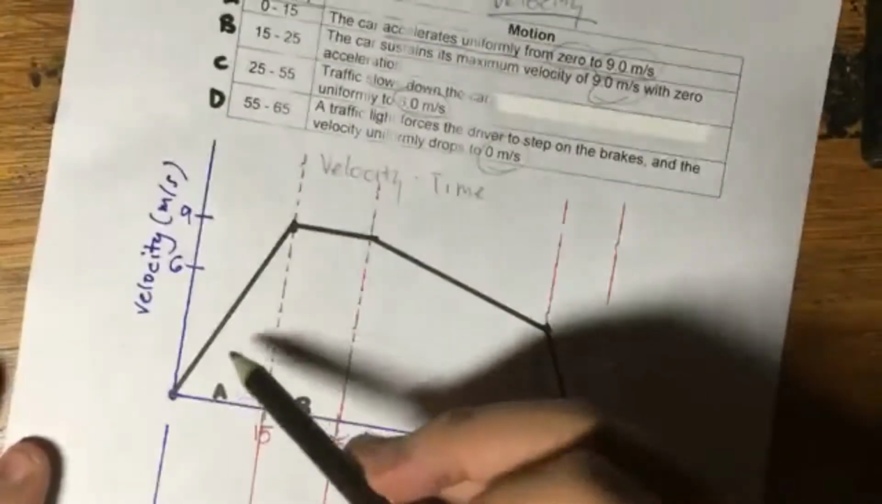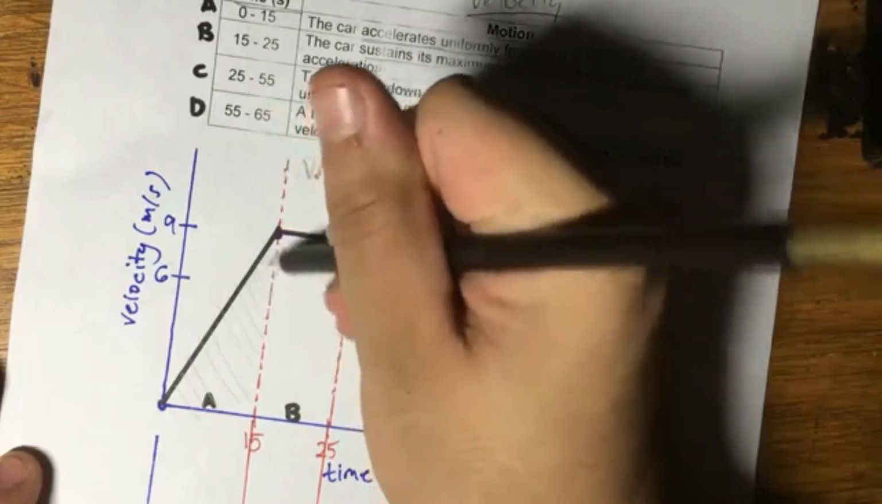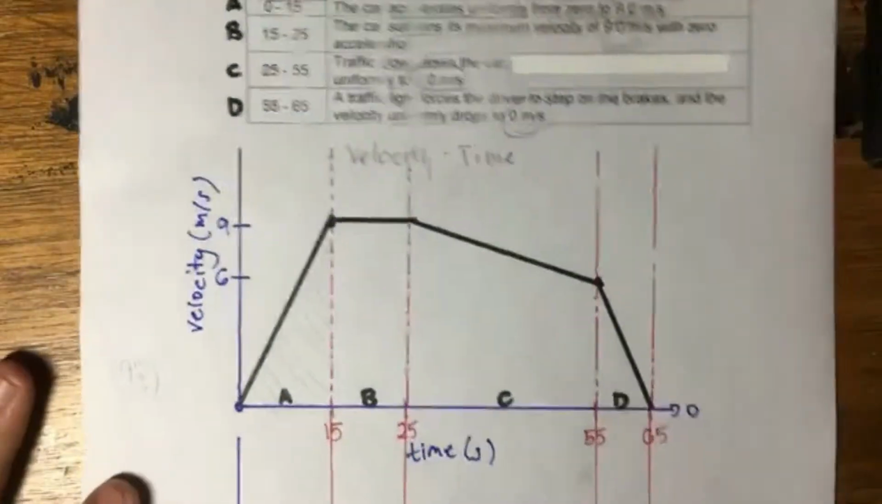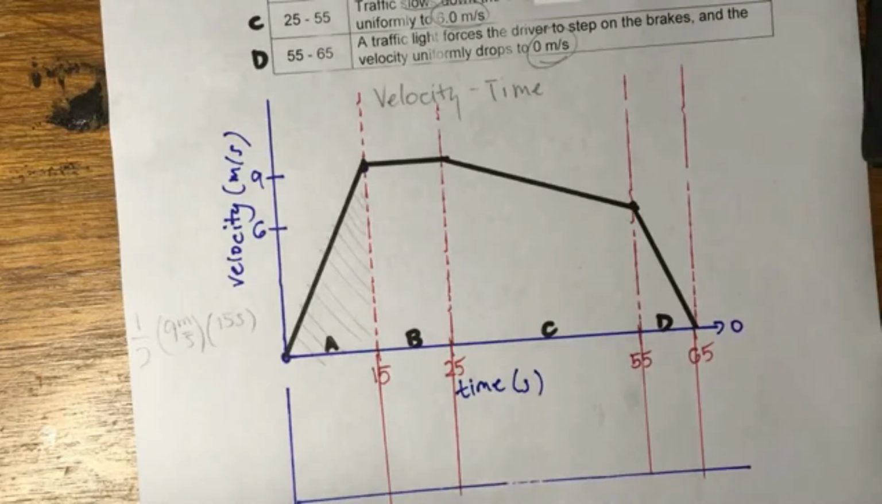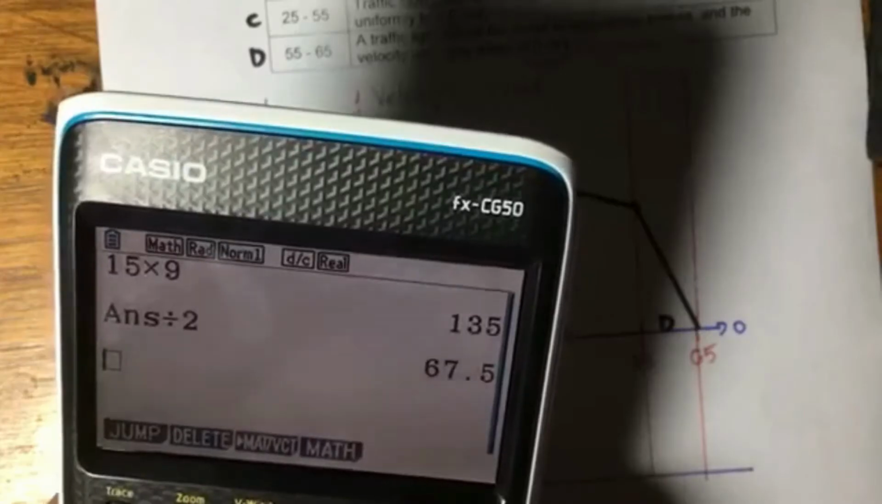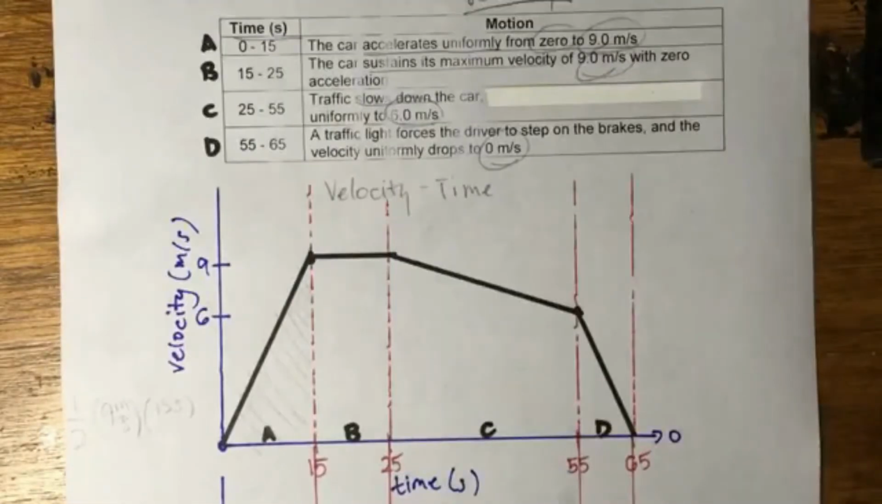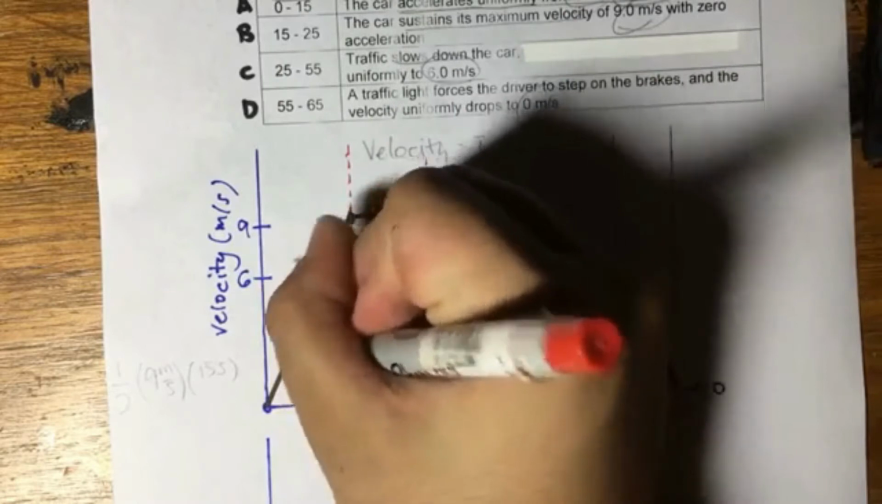Okay, so this entire area over here. Let's start with part A. I think I'll use this pencil instead. This bit here is a triangle. It has a height of 9 meters per second, and it has a base of 15 seconds. Because it's a triangle, we have to divide all of that by 2. Let me quickly get my calculator out. It gives me an area of 67.5 meters. So this entire bit has a displacement of positive 67.5 meters, because it's in the positive.